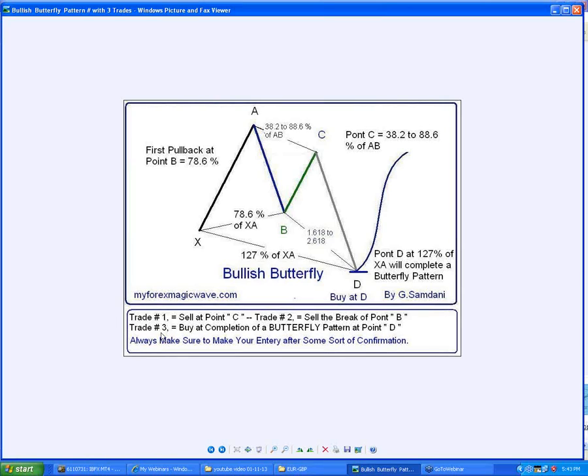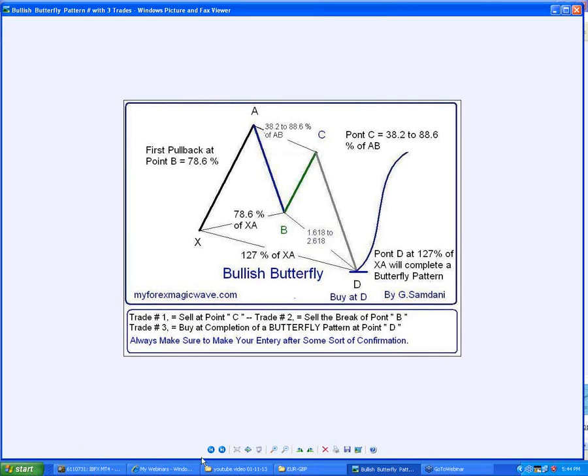So I wrote it down here, that trade number 1, sell at point C, and then, a break of point B, trade number 2, and then trade number 3 would be buying at point D in case of bullish butterfly once it's finished here. So I don't wait for the pattern to be finished completely. I start from point C and I take the CD leg, very nice and clean. And I'll show you, and you can do the same. And if you wish to learn, join my webinars and you will learn that.